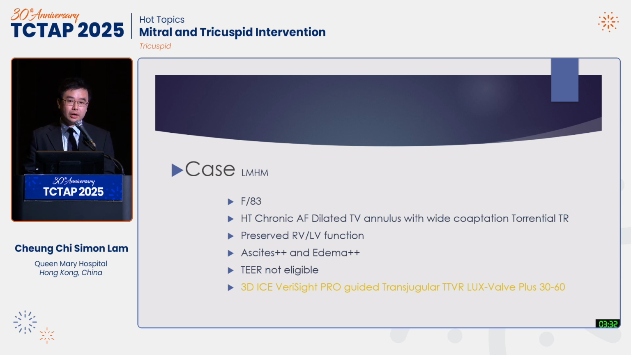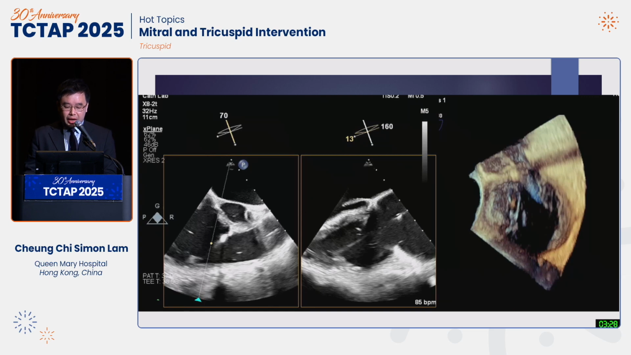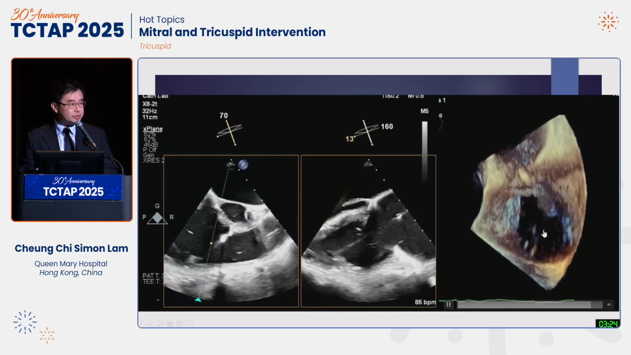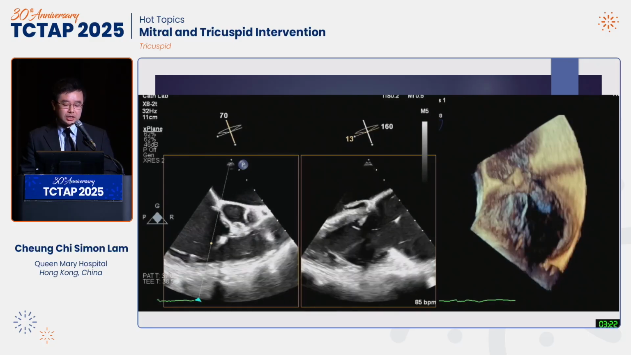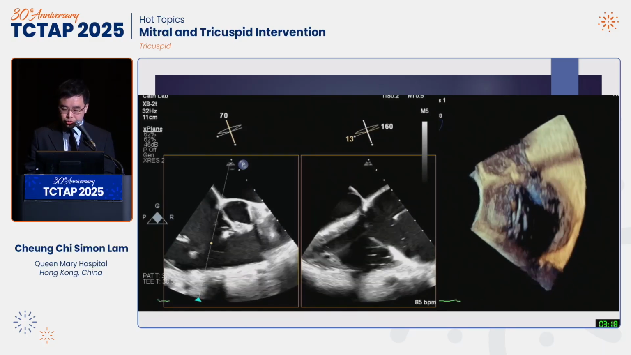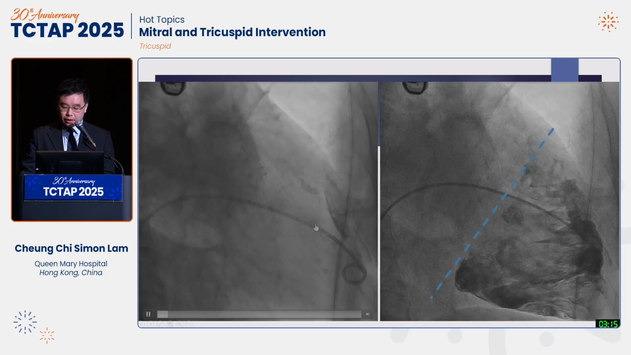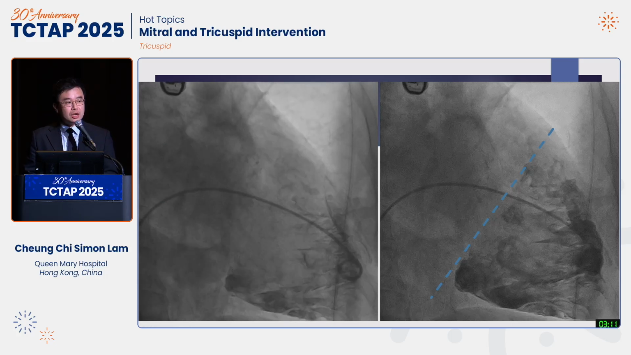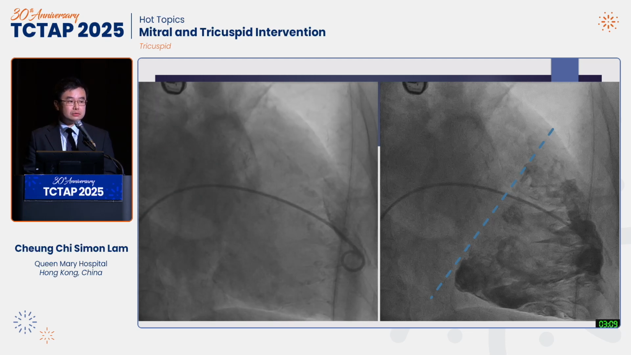So for tricuspid replacement in the Asia Pacific region, I think more will be on the LuX-Valve, although we are looking forward to the EVOQUE, for example, which is FDA and CE marked. But this is one of the experiences where you can see this kind of leaflet coaptation is definitely not suitable for TEER. You can see the gap is so wide, and maybe you can do some commercial clipping, but the result may not be that good.